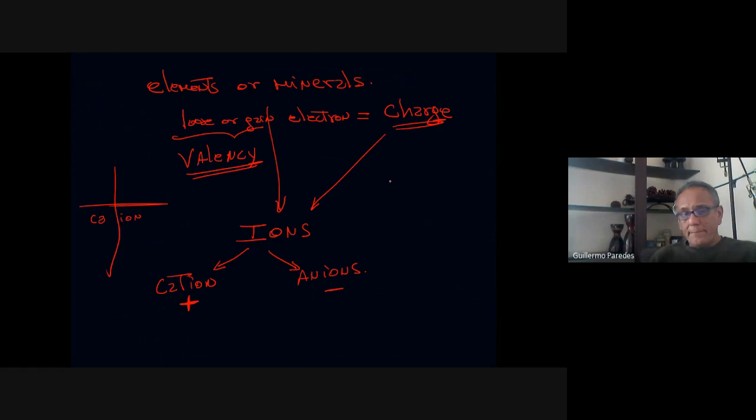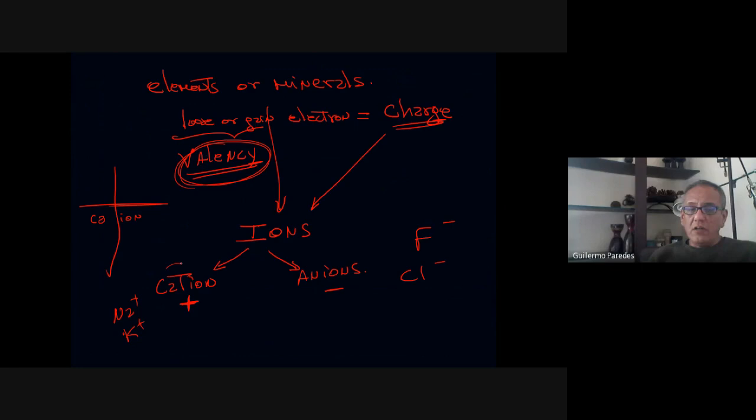Okay, so those are cations and anions. An anion will be negative, like the fluoride minus, and a cation will be, for example, sodium plus 1, potassium, chloride here. So that is cations and anions. Ions, cation, and anion: that is what happens when they lose or gain electrons. Losing or gaining electrons means valency, and this turns the element into a cation or an anion.